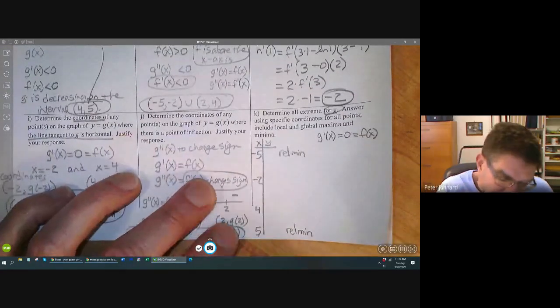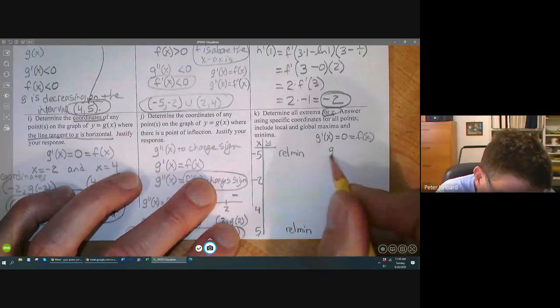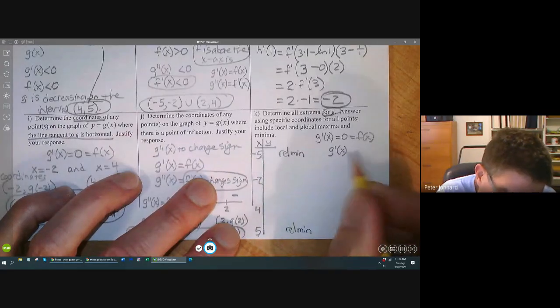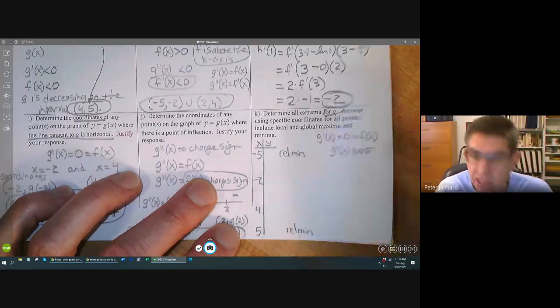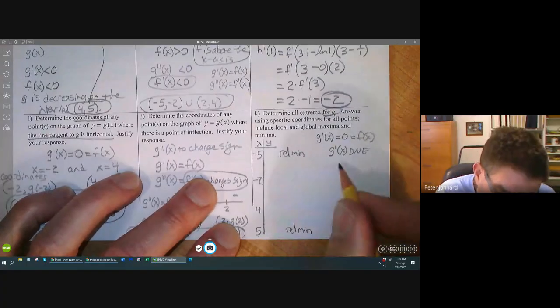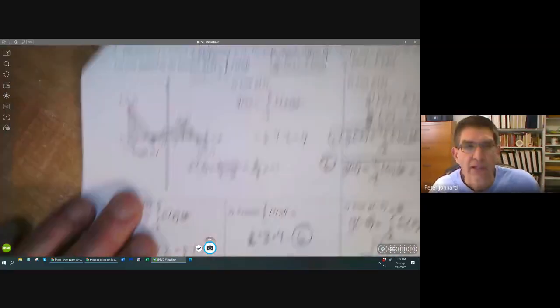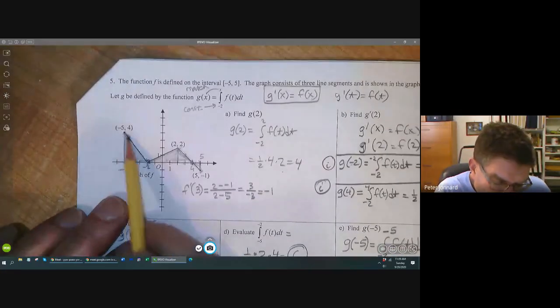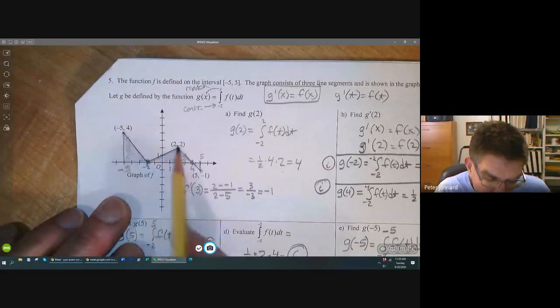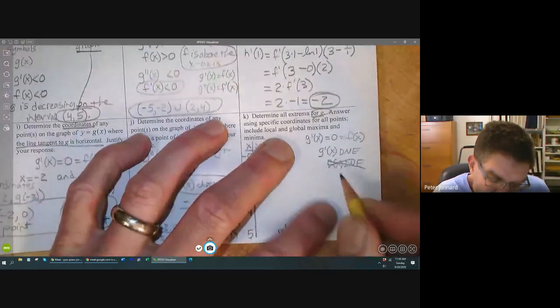Okay. All right. So we've got those on there. And then the next place we need to consider is where does g prime of x not exist? Well, g prime of x, that would be the same thing as saying f of x does not exist. Same thing. Okay. Well, let's look at the graph. F of x exists everywhere between -5 and 5. It's a fully defined function. So this is not something that we have to worry about.